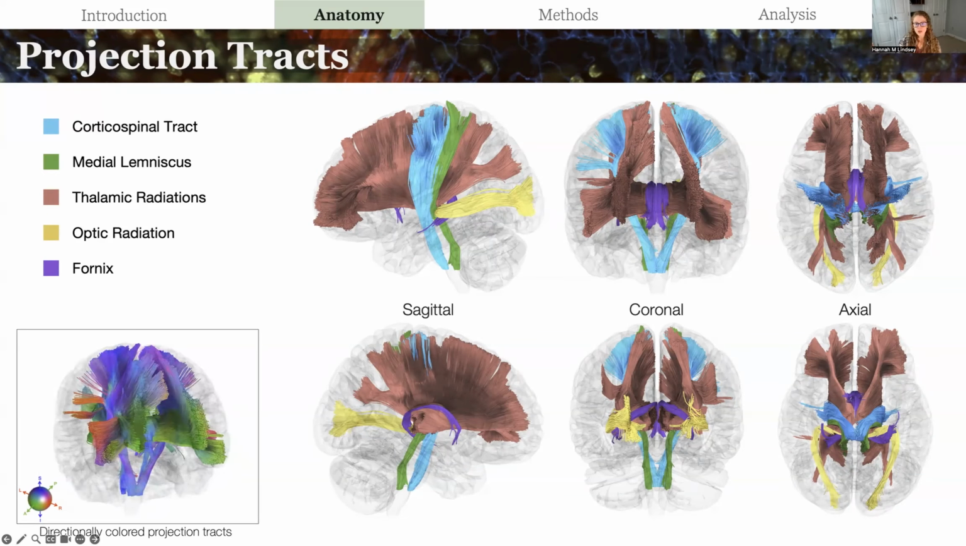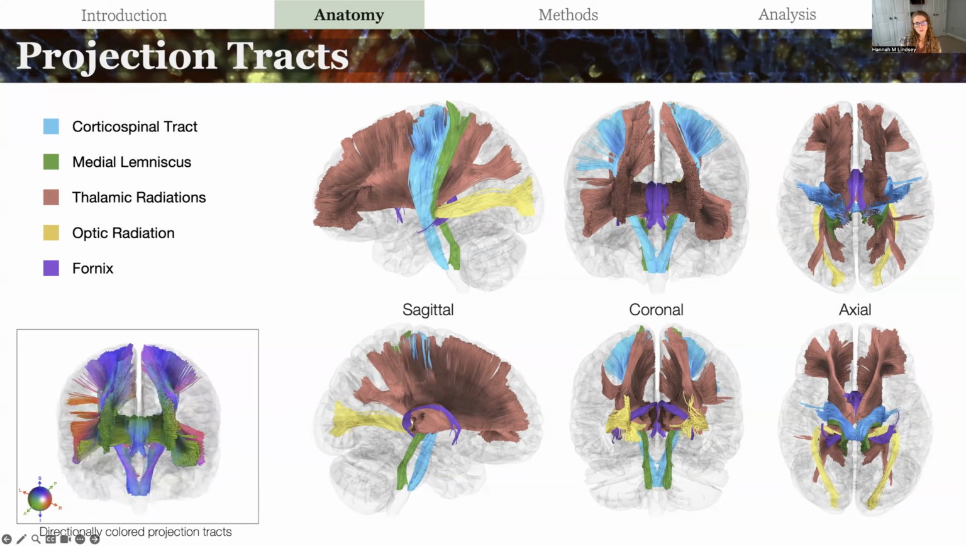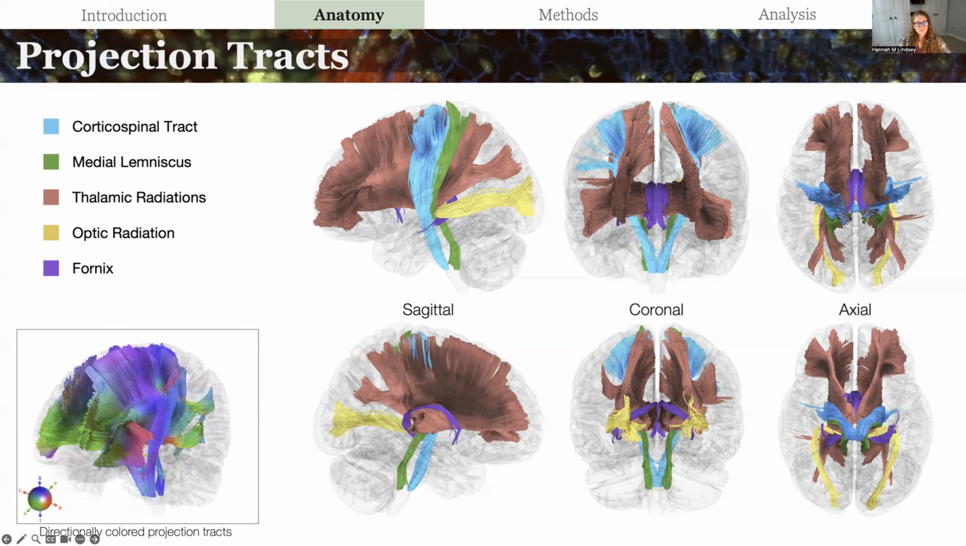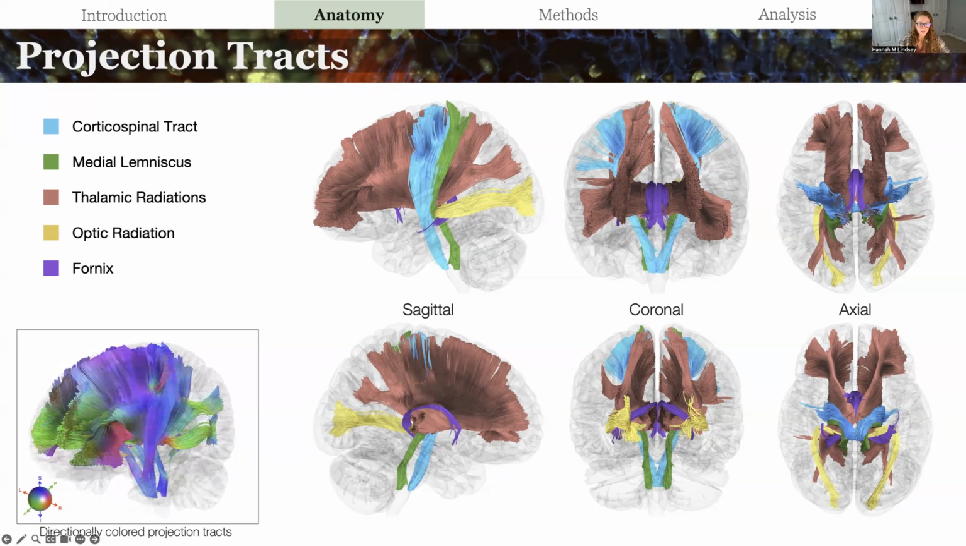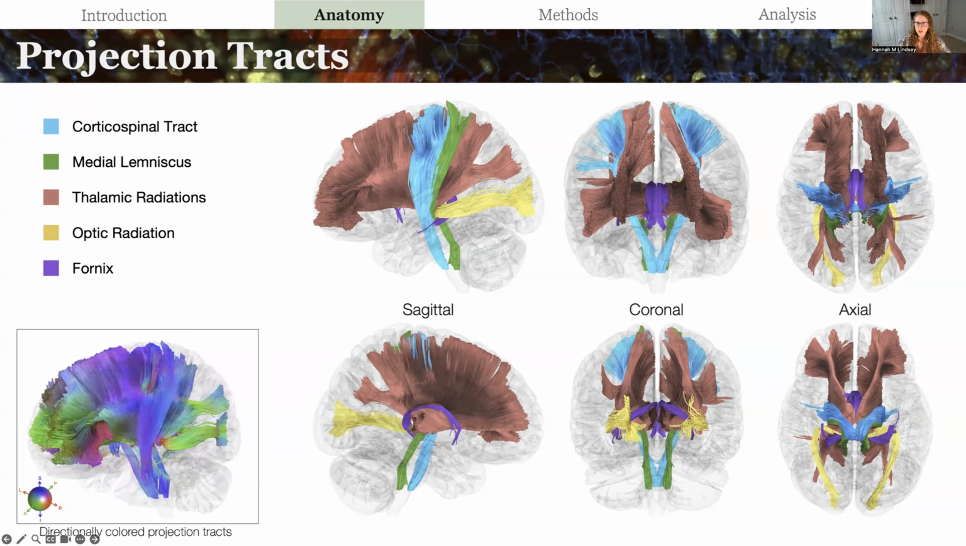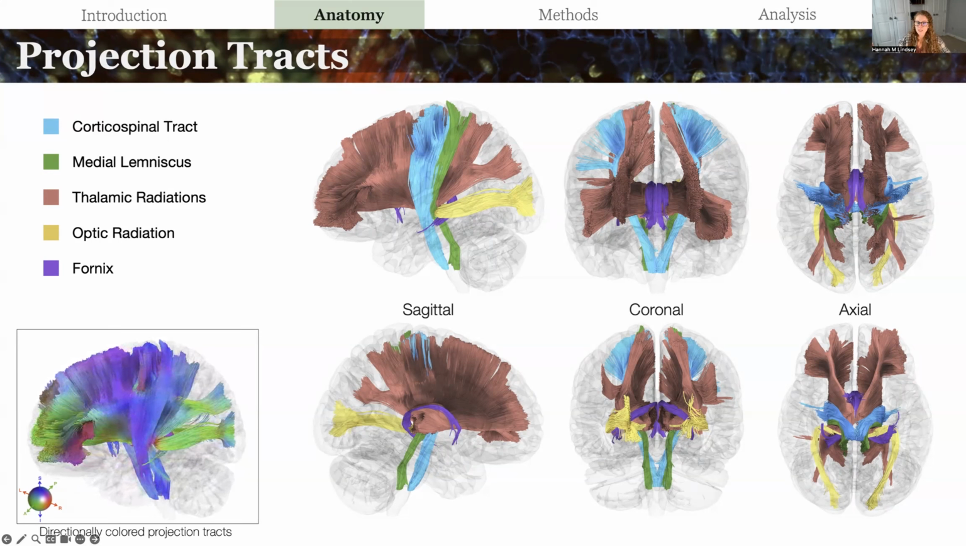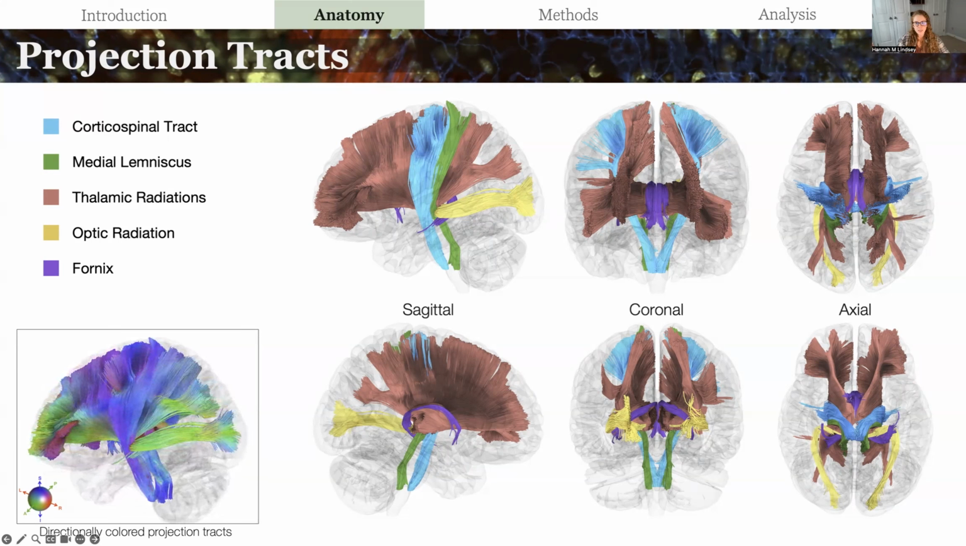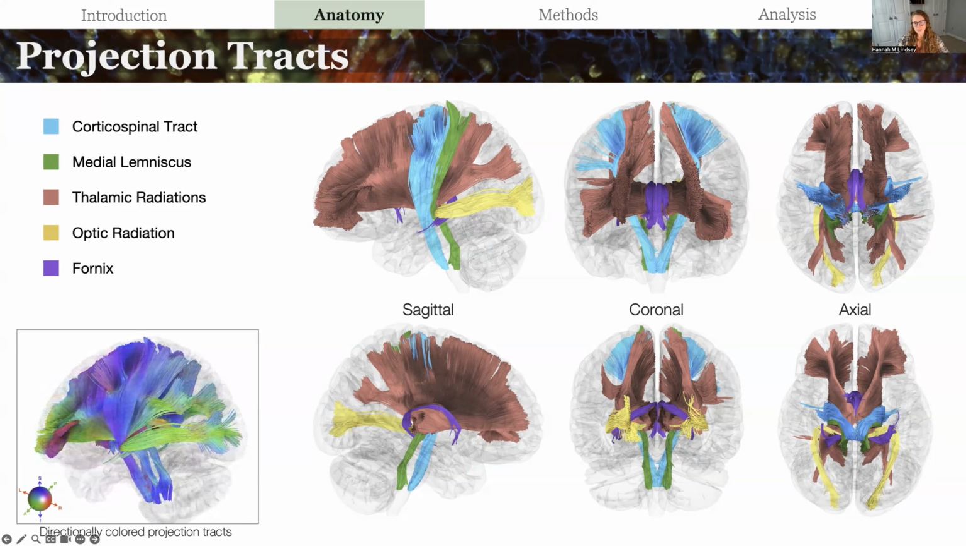Here are some of the major projection tracts in the brain. There are others, including several components of the internal capsule that are not shown here. The first major one is the corticospinal tract. It's a descending projection tract that connects the primary motor cortex to the midbrain and spinal cord through the internal capsule. It's the main pathway responsible for motor function, particularly that which is related to the face and hands, feet, and lower limbs.